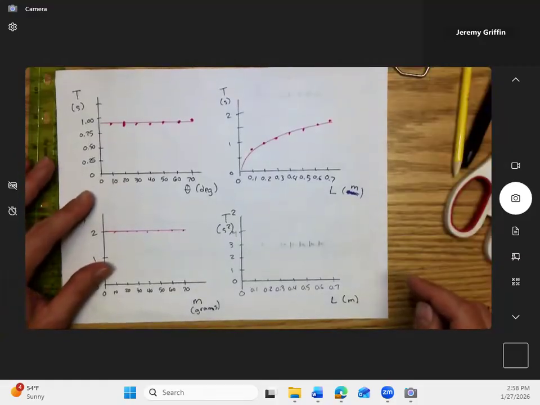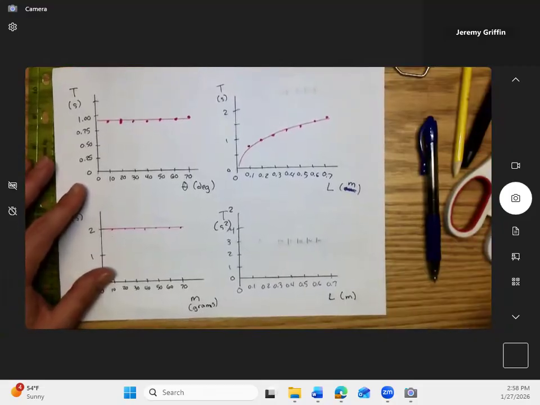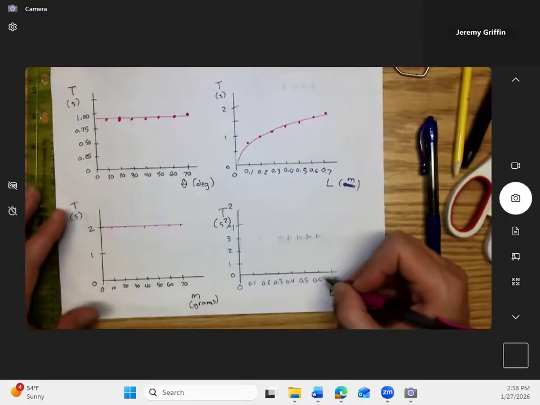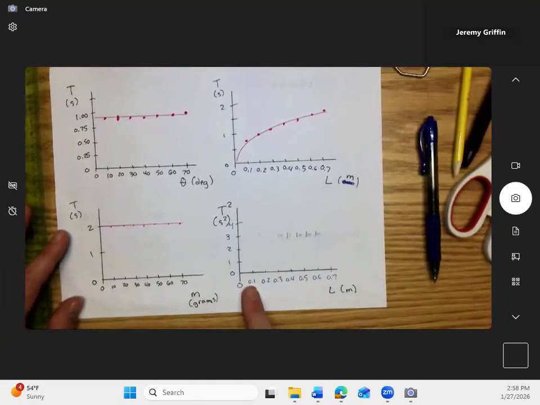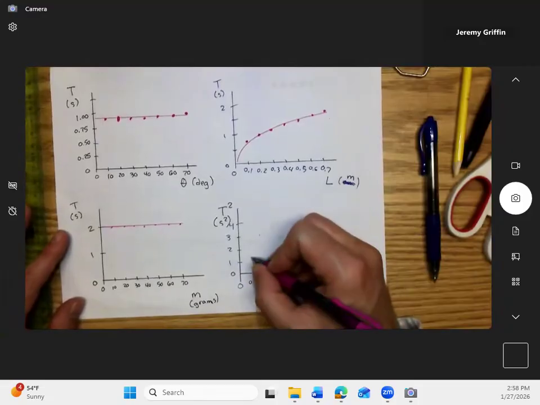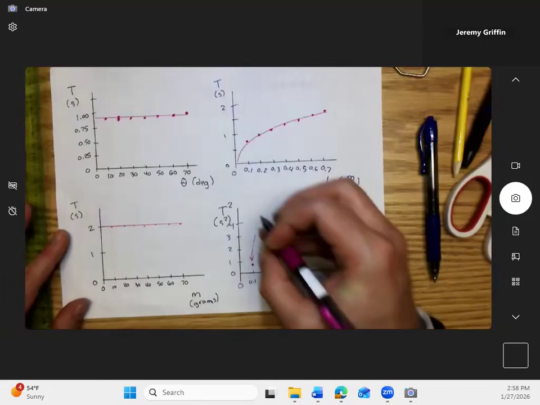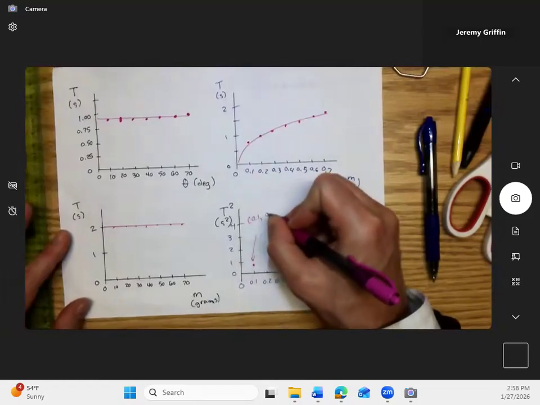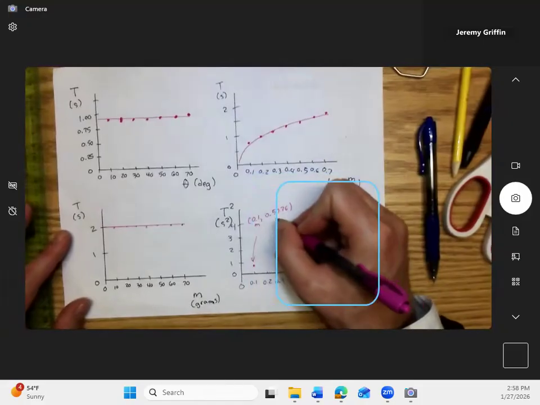All right, Anna, you have some values for this? What's one coordinate? 0.5776. Is that at 10 centimeters? Yeah. Okay, I'm going to label that one. So this is 0.1, 0.5776, and this is meters and square seconds.